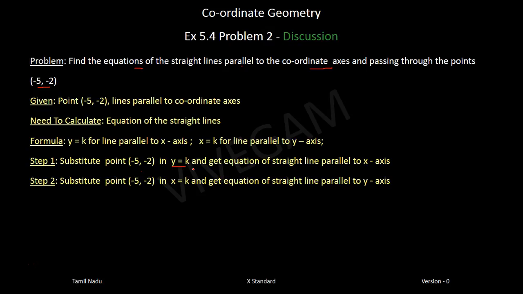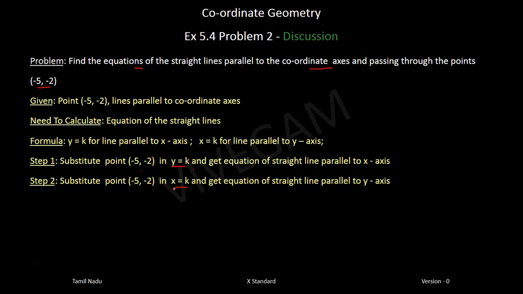Second equation: any line parallel to the y-axis is given by x equal to k. So substitute this point -5, -2 in this and get the value of k. Once you get the value of k, rewrite this equation. So you will get k equal to -5 here because x is equal to k, right? So -5 will be equal to k. So this equation becomes x equal to -5. Right? So it's pretty simple.